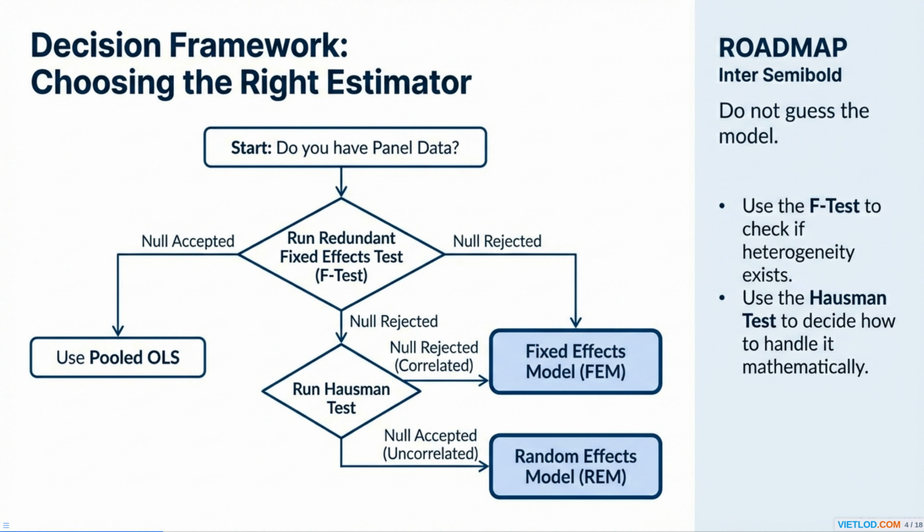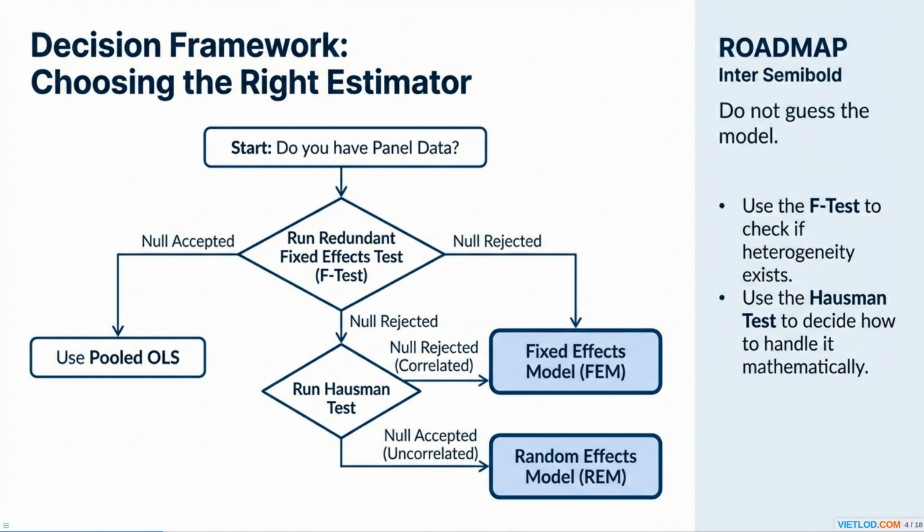The first diagnostic test is the redundant fixed effects F-test. This test checks for the presence of significant unobserved heterogeneity across your units. If the null hypothesis, that there is no heterogeneity and all individual effects are redundant, is accepted, then you can use pooled OLS. However, if the null is rejected, it means heterogeneity exists, and pooled OLS would be biased. In this case, you must proceed to choose between fixed and random effects.